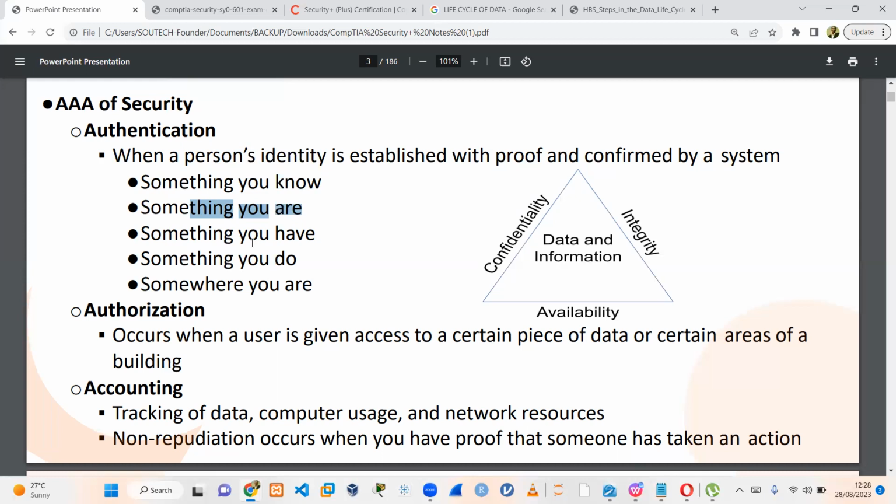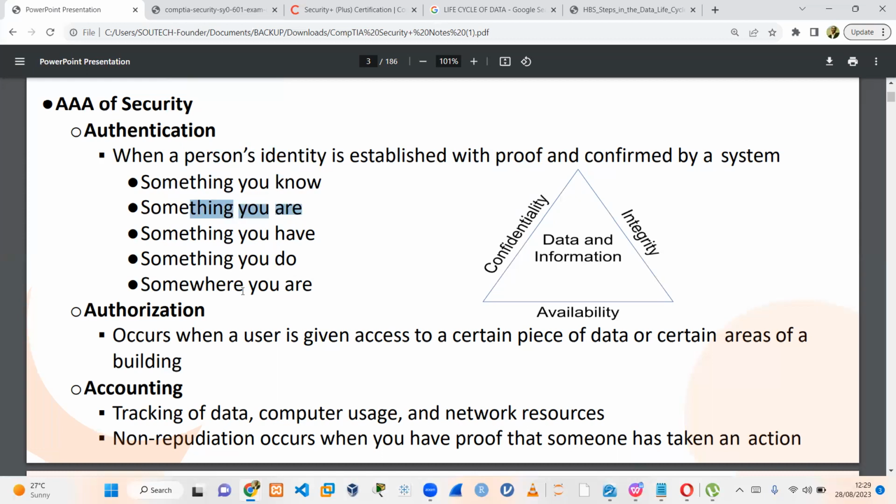It can be your swipe card, it can be your badge, it can be your, let's say, token. Then something you do, it can be your actions, where you are navigating on the platform and the rest. Then somewhere you are, it can be your geographical location, like I told you.